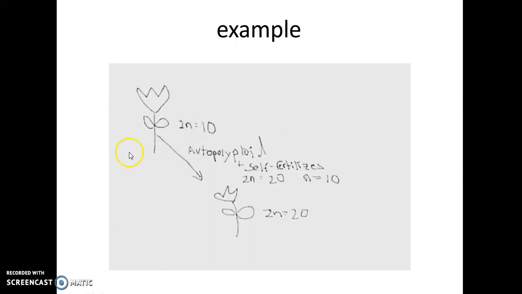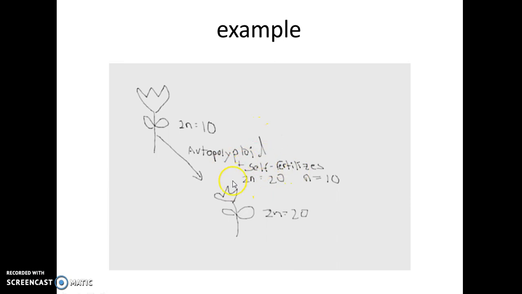I made this, you could probably tell. So this is my plant, and the 2N is 10. We have autopolyploidy, right? And then self-fertilization. So instead of the gametes having 5 chromosomes joining with another 5 chromosomes for a 10 chromosome plant, instead polyploidy happens in the gametes. Now the N number is 10. So when it self-fertilizes, it'll have N 10 plus 10 is equal to 20.